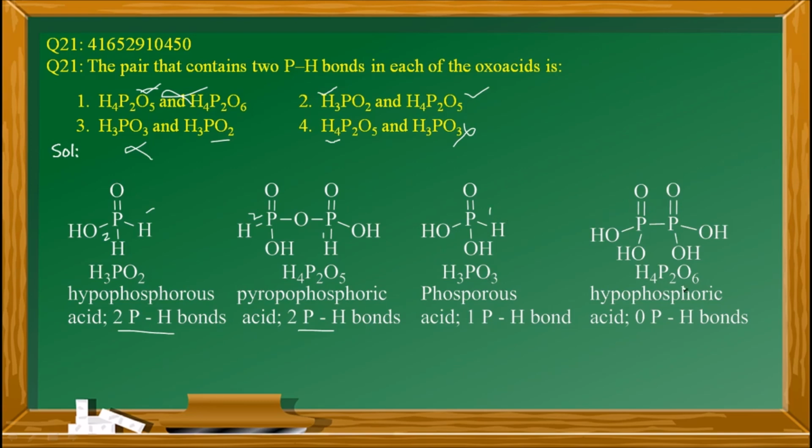When you take H4P2O6, hypophosphoric acid, how many P-H bonds are there? 0. The option having H3PO2 and H4P2O5 is going to be the correct answer. So option number 2 has H3PO2 and H4P2O5, that is, hypophosphorus acid and pyrophosphoric acid have 2 P-H bonds in each of them. So option number 2 is the correct option, friends.